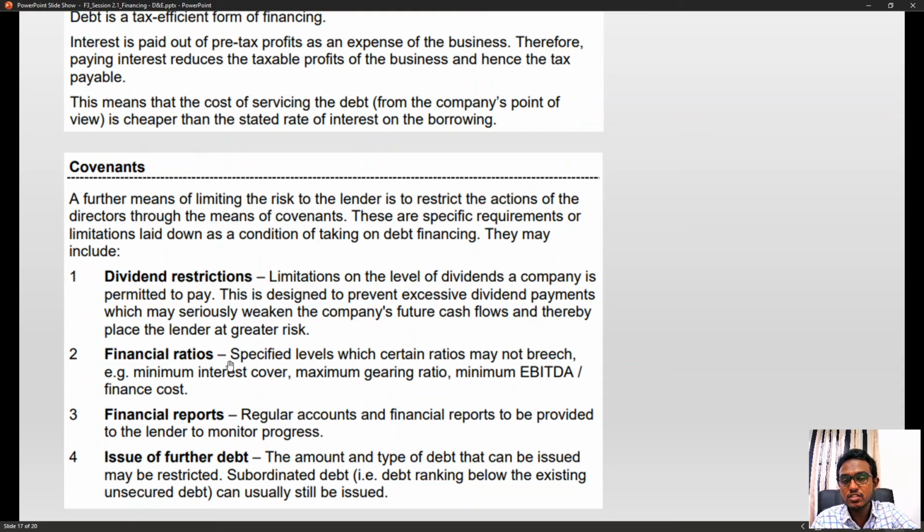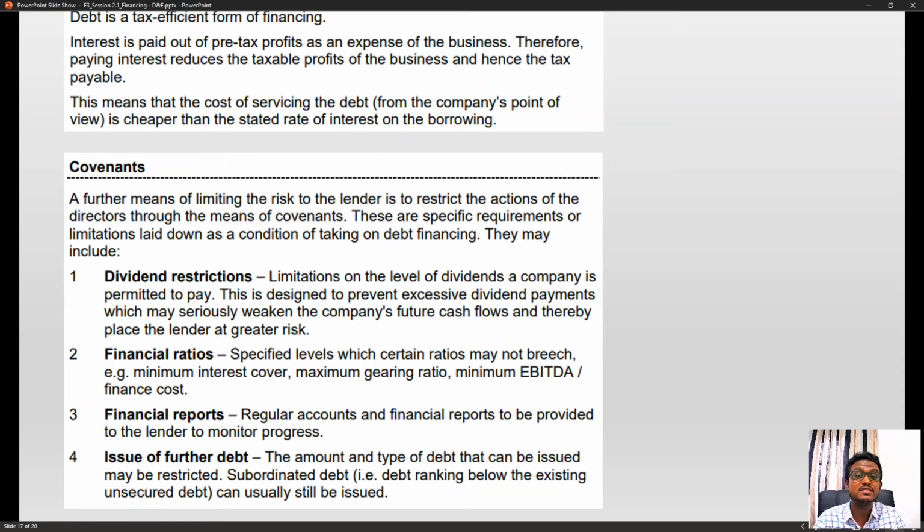Then you look at financial ratios. Banks look at financial ratios: specified levels which certain ratios may not breach. Examples are minimum interest cover, maximum gearing ratio, minimum EBITDA, and finance costs. Then covenants by means of financial reports, like regular accounts and financial reports that have to be provided to the lender to monitor progress. Then issuance of further debt: the amount and type of debt that can be used may be restricted, for example by means of subordinated debt. Debt ranking below the existing unsecured debt can usually still be issued. This is generally known as mezzanine finance.